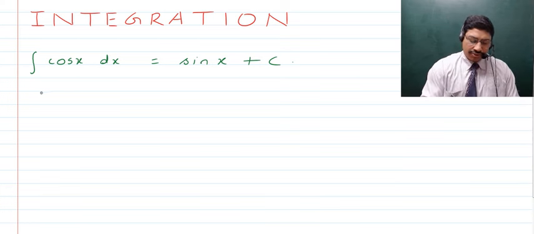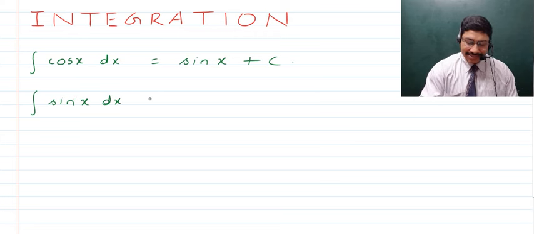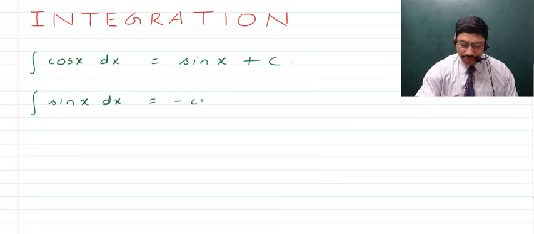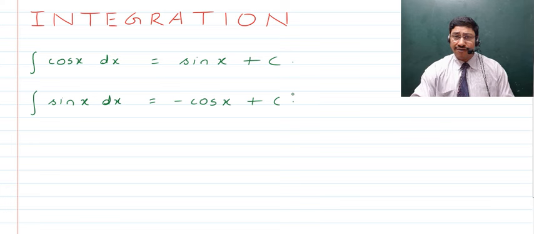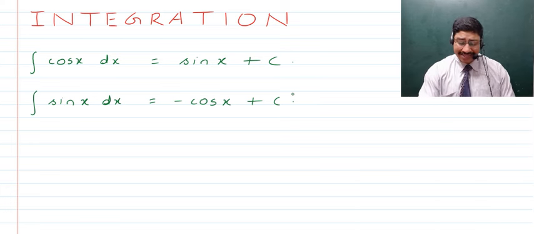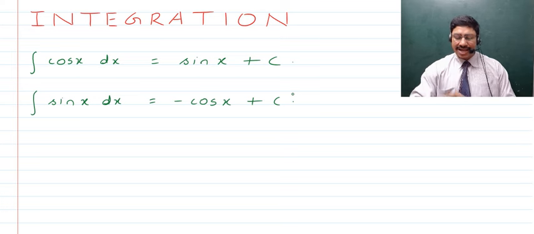Okay, so the next formula is when we talk about integration of sin x dx, then that will become equal to minus cos x plus c. I'm sure you're able to relate. When we talk about the differentiation of cos x, that becomes equal to minus sin x. And since there is no minus sign on the left hand side, that is why you bring up this minus sign on the right hand side.